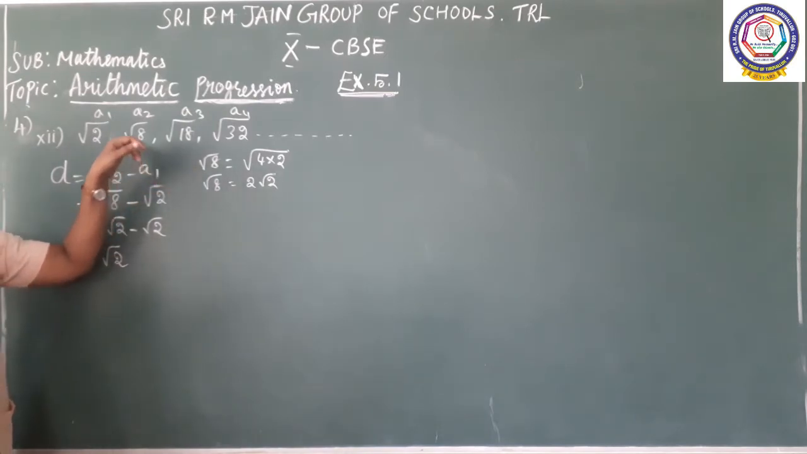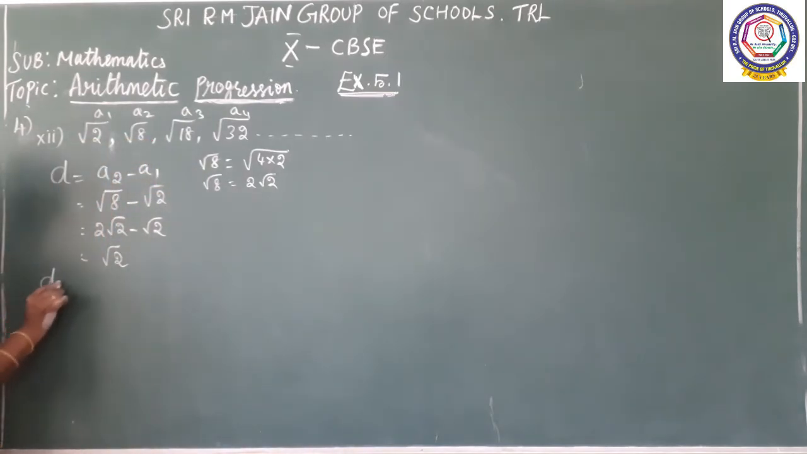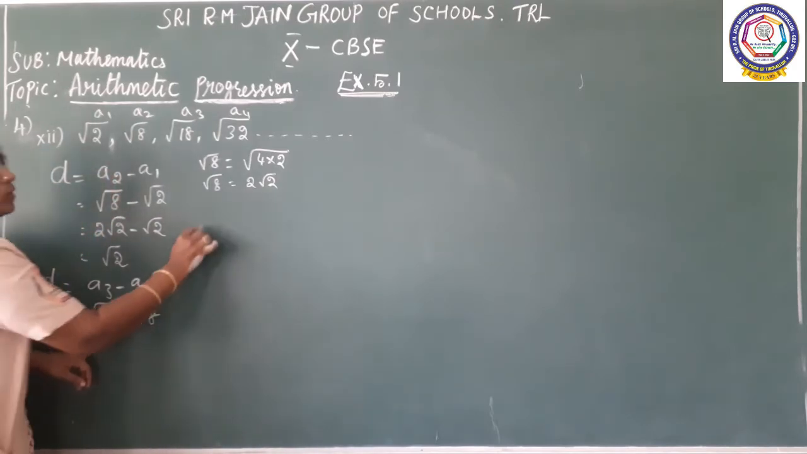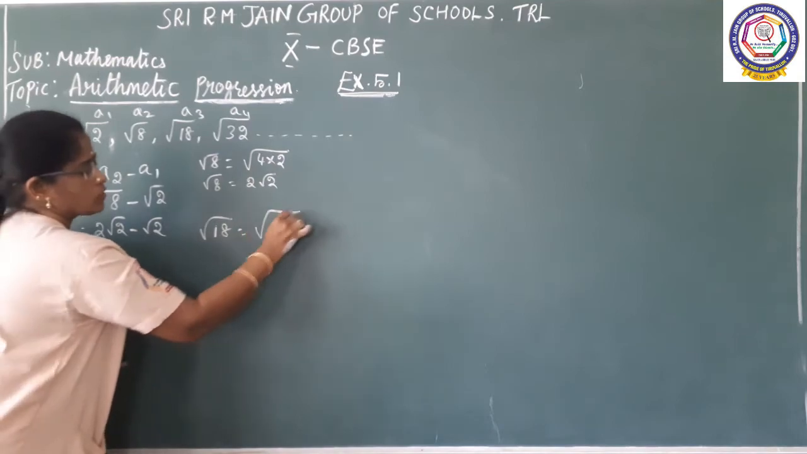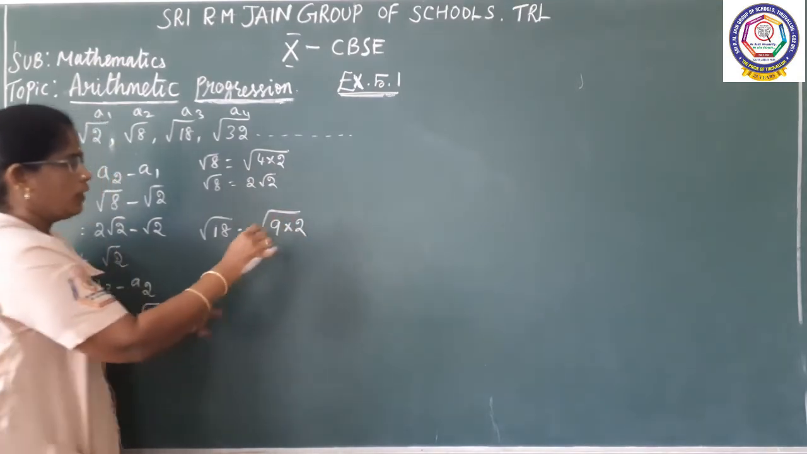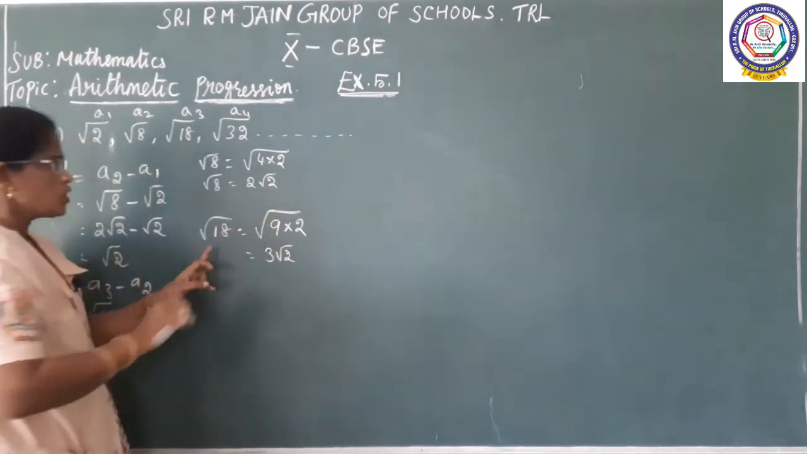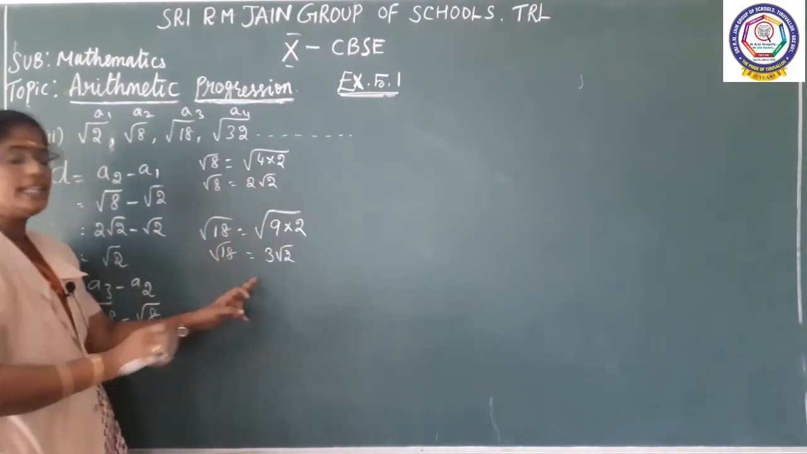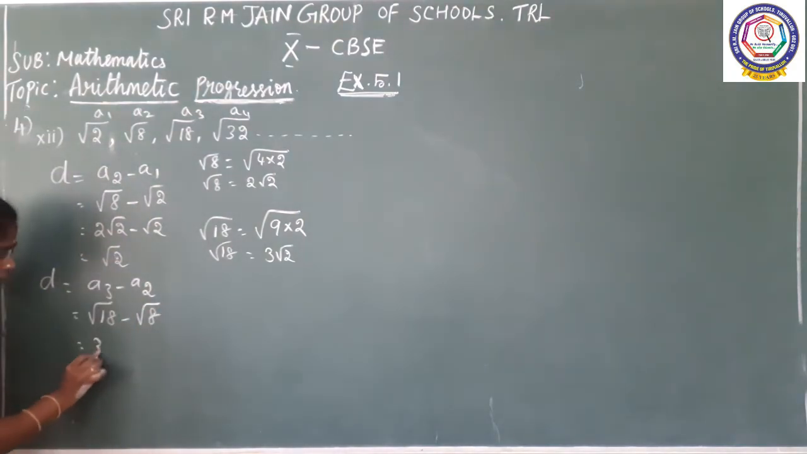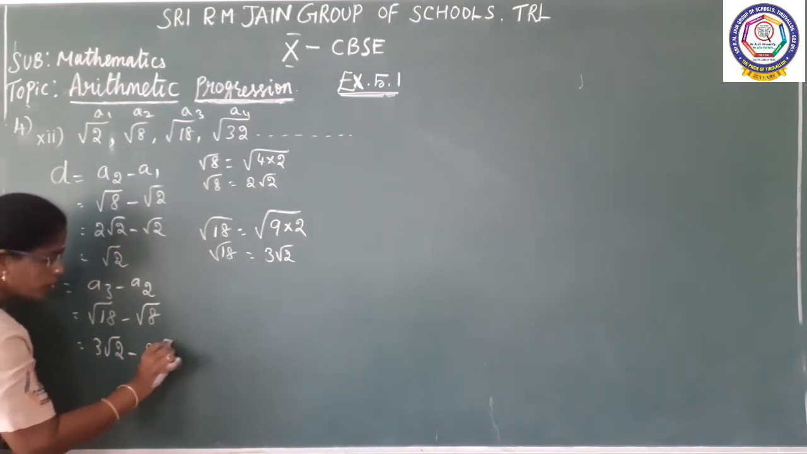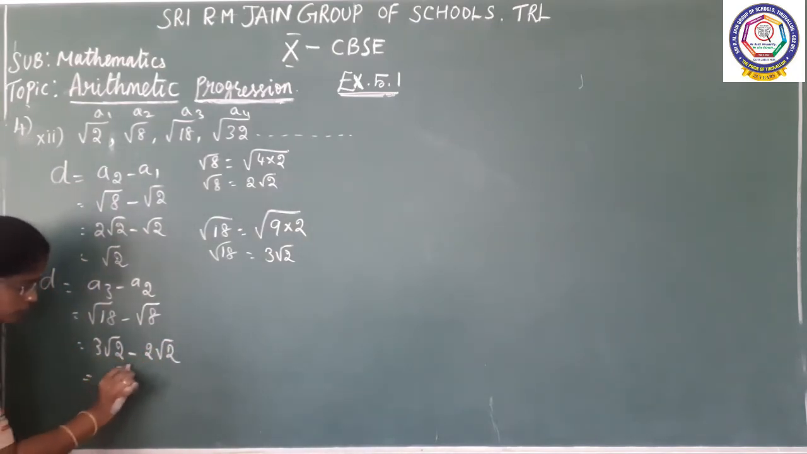Next we have to subtract the second term from the third term. What is A3 minus A2? What is A3? Square root of 18 minus square root of 8. But square root of 18 can be written as square root of 9 into 2. We know that 9 is a perfect square. So 3 root 2. Square root of 18 can be written as 3 root 2. So 3 root 2 minus square root of 8, which is 2 square root of 2, gives, if we subtract, square root of 2.